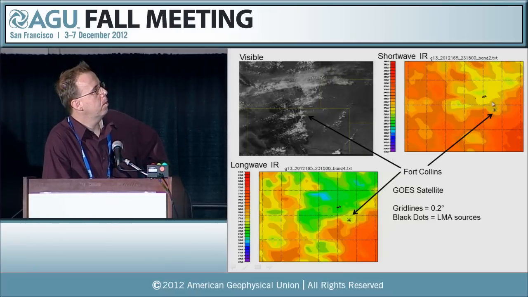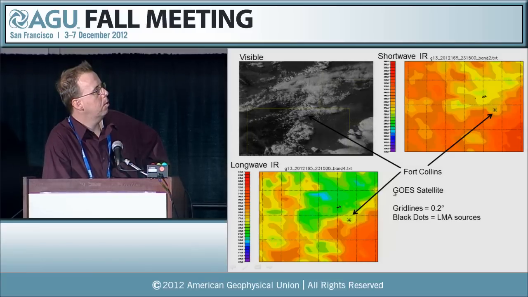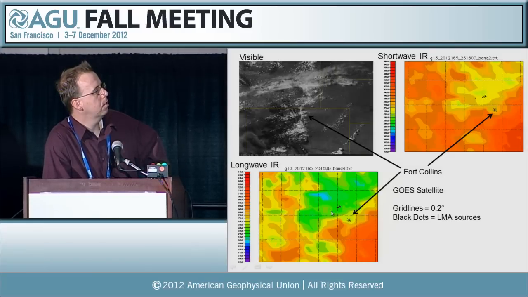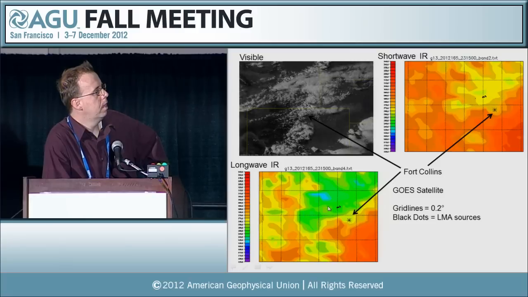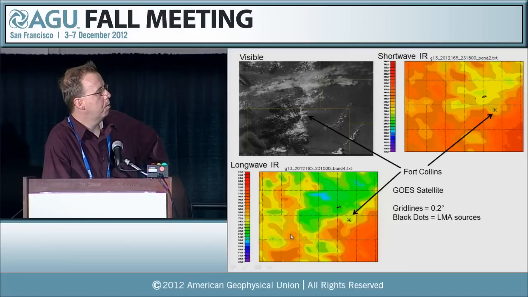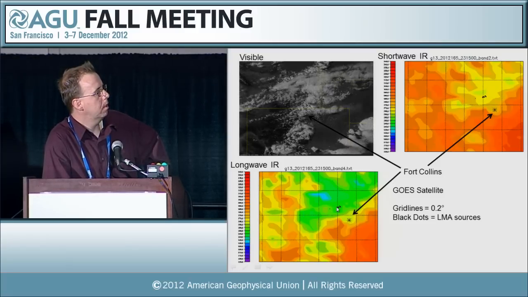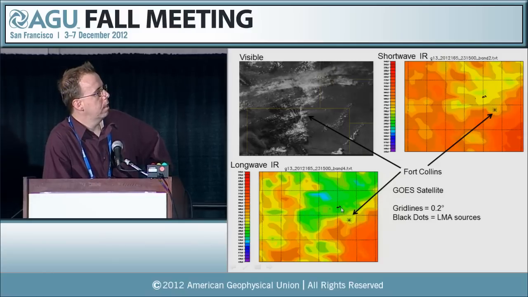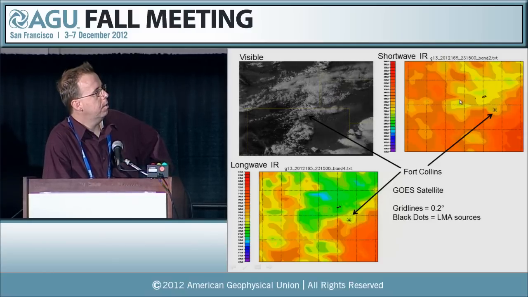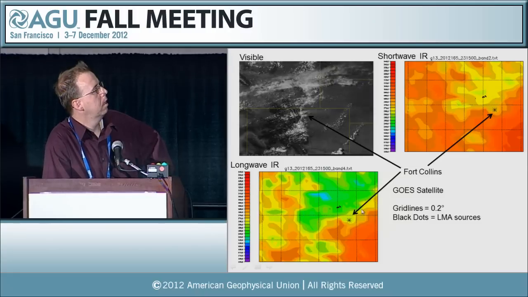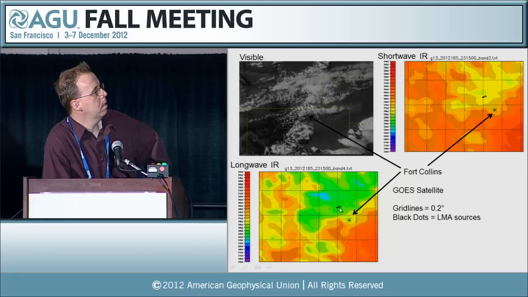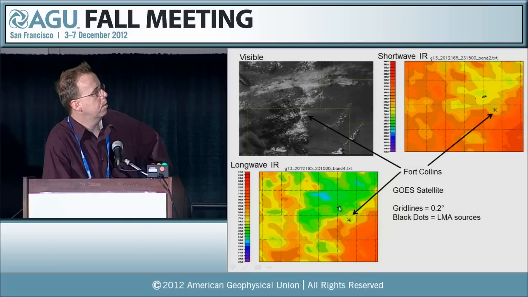And then this is a shortwave IR showing a little bit of cold cloud. Long-wave IR also showing just a little bit of cold cloud, kind of in the 240 or so Kelvin. And the lightning is occurring in that. So this is a little different than the Hewlett case. The lightning occurred in cold cloud, or obvious cold cloud.